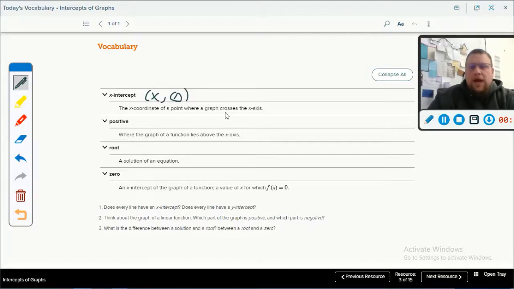What they forgot to say was y-intercept. I have no clue why that's not in here. I know we're focused more on the x today. Maybe they'll hit that more on another day. But I want you to have that right off the bat. It's the same thing, except it says the y-coordinate of a point where a graph crosses the y-axis. So just copy the same definition, but put y instead of x. And a y-intercept is always at the point 0, y.